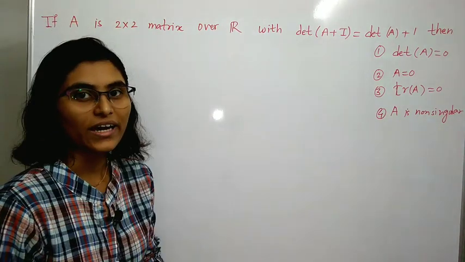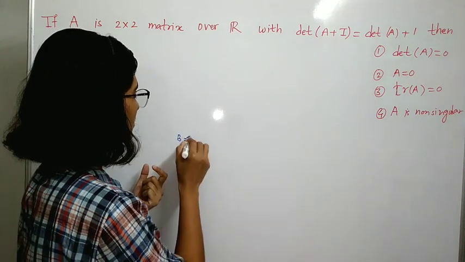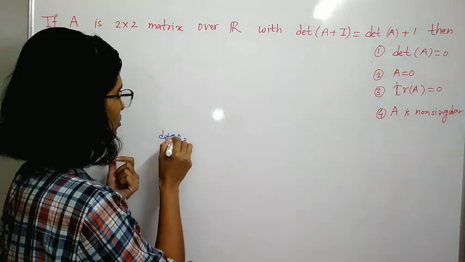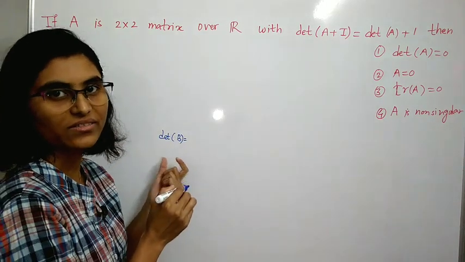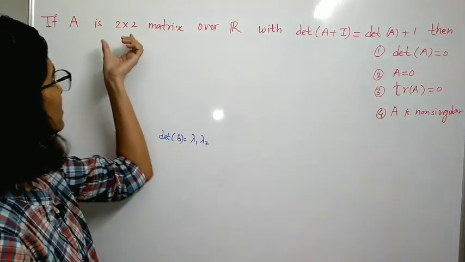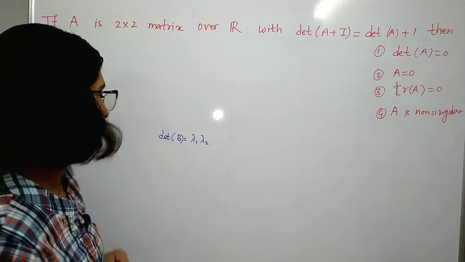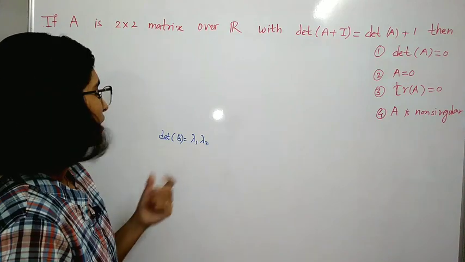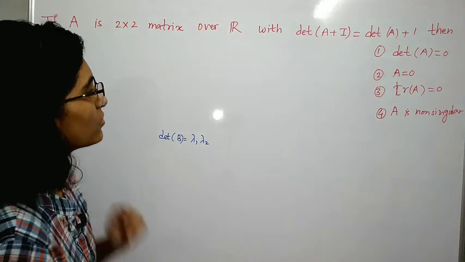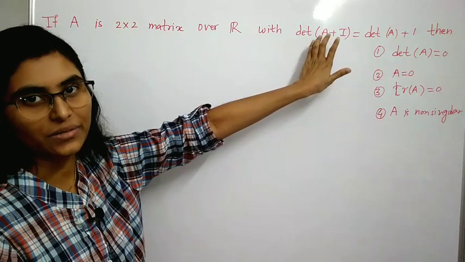Now all of us know that if we have some matrix, say B, then the determinant of B is just the product of eigenvalues of this matrix, right? Suppose lambda 1 and lambda 2. Now specifically we have given this 2 by 2 matrix, so I am writing this for a 2 by 2 matrix. There are two eigenvalues and the determinant is just lambda 1 times lambda 2, right? Now the important thing is we have to find out what is the determinant of A plus I, right?